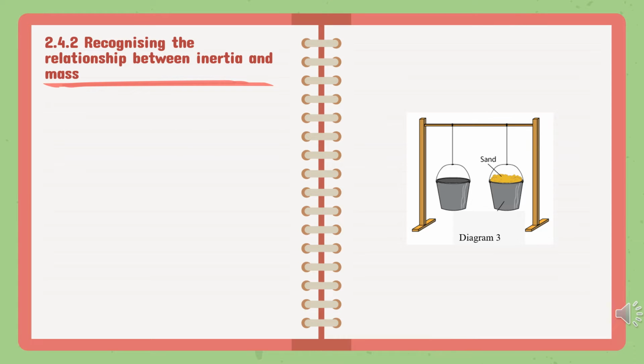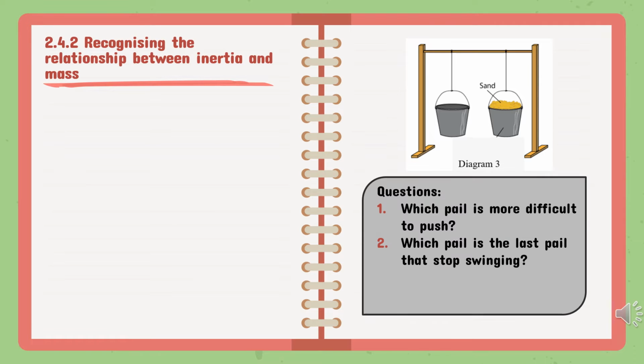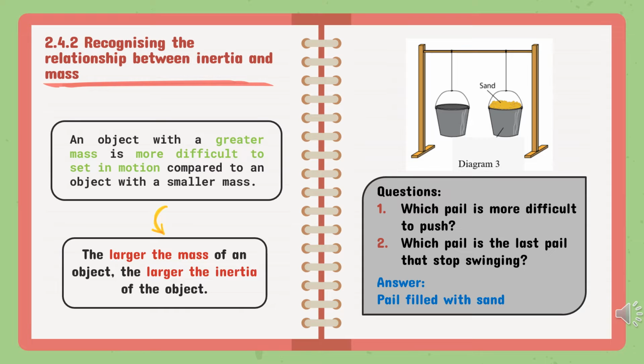What do you think will be his answer? As the observer, which pail do you think will be the last pail to stop swinging? Tick tock, tick tock, tick tock. The answer for both questions is the pail filled with sand. This situation happened due to inertia. An object with a greater mass is more difficult to set in motion compared to an object with a smaller mass. Therefore, the larger the mass of an object, the larger the inertia of the object.